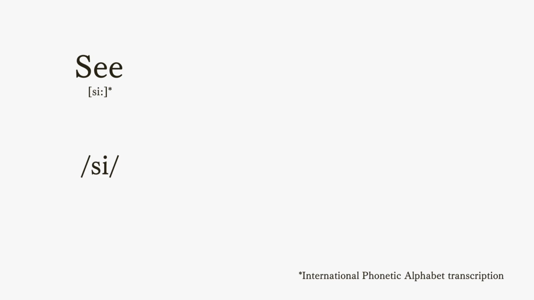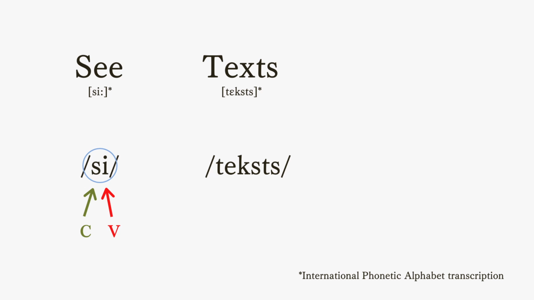The word "sea" has one vowel sound and a consonant sound before it, s. These two sounds make up the word, which is one syllable long. The word "texts" has a vowel sound, one consonant sound before it, t, and 4 consonant sounds after it, k-s-t-s. "Texts" is also a one-syllable word.